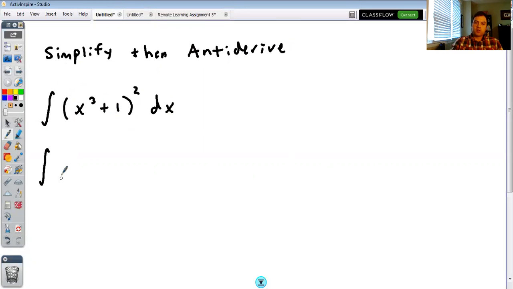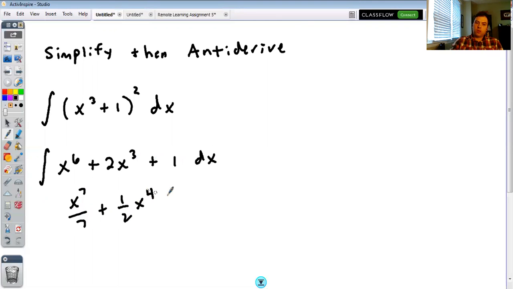So when I expand this out, we're going to have x to the 6th plus 2x cubed plus 1. And then we can anti-derive, which will be x to the 7th over 7, add 1/2 x to the 4th plus x, and then plus c. So that's one variation of simplify then anti-derive.